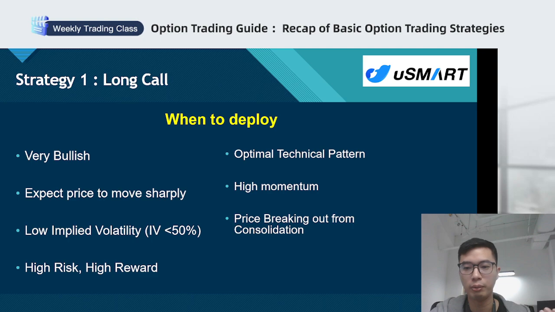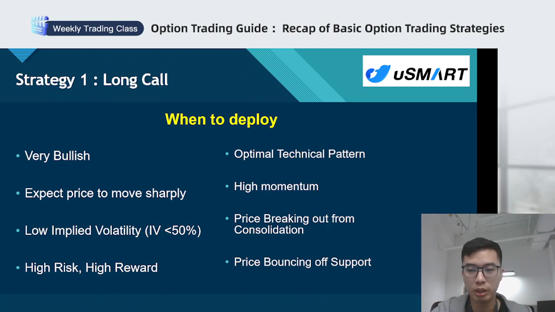And my famous one in technical analysis, I will use it when the price is breaking out from consolidation, and also when the price is bouncing off support on an uptrend. So first we need to know whether the stock is on an uptrend. Then we need to decide our risk reward. Then we choose those with low IV and those with high momentum recently, and enter based on whatever technical reasons you see.